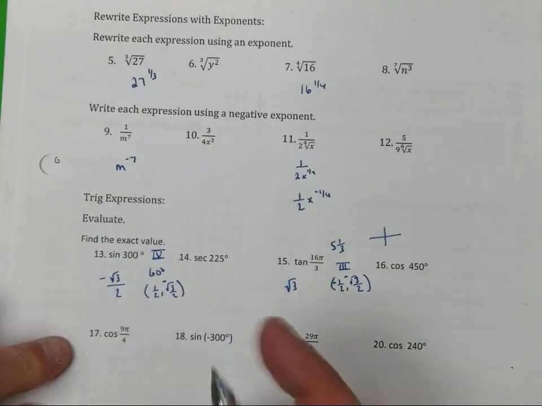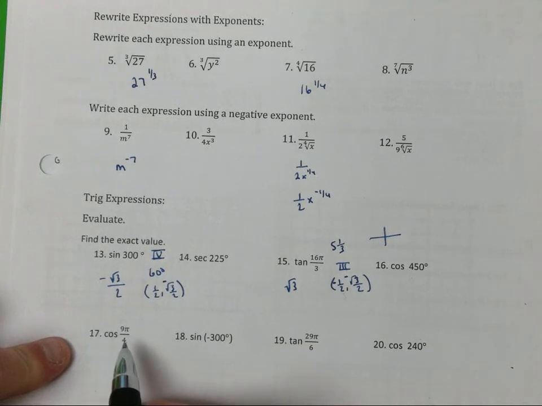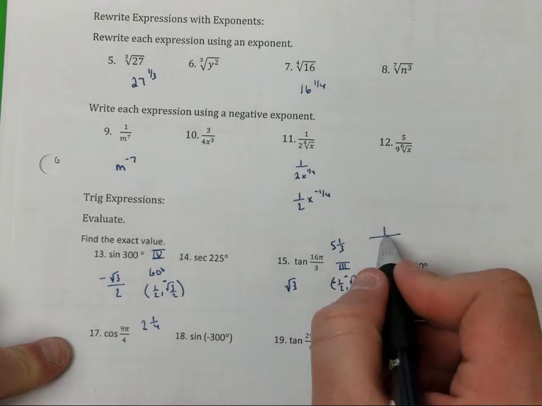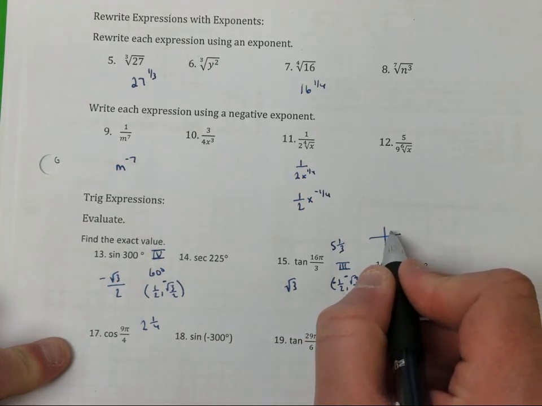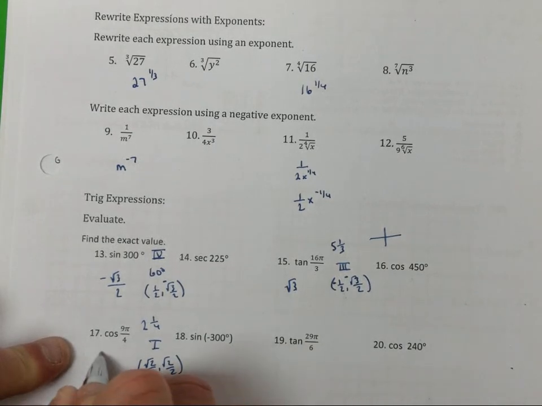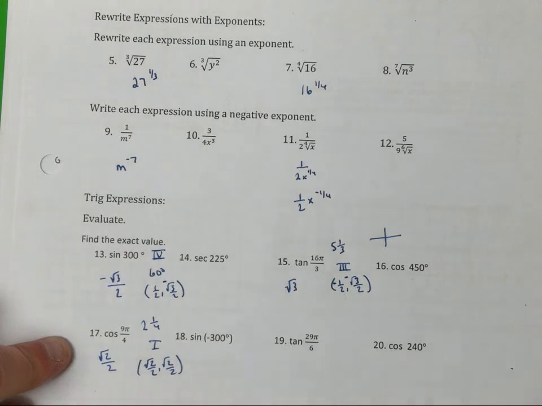Number 17, utilize mixed numbers again. 4 goes in 9 2 times with 1 remainder. That means I went around the unit circle 1 time, and I need a 4th. I'm in quadrant 1. Cosine is square root of 2 over 2.